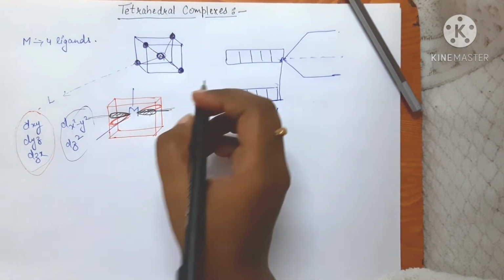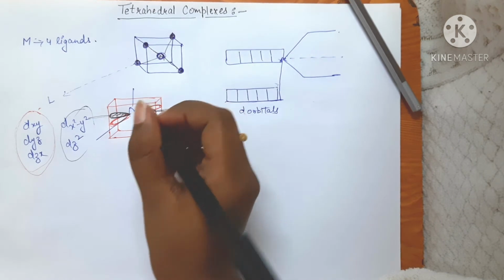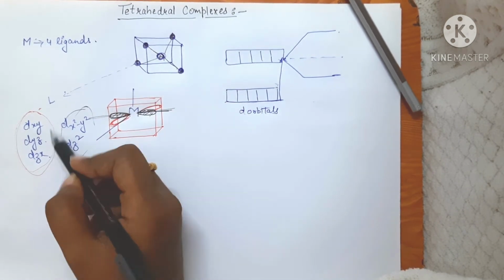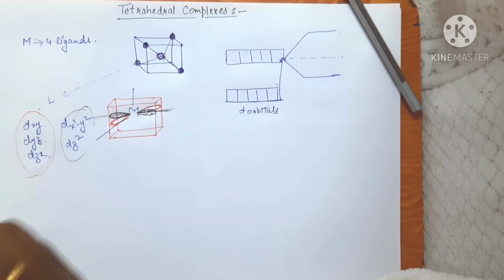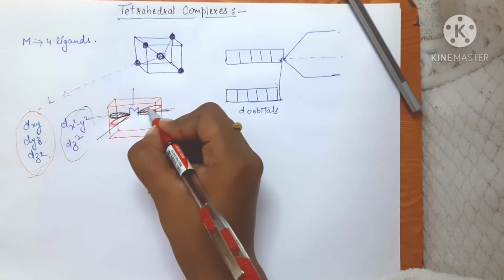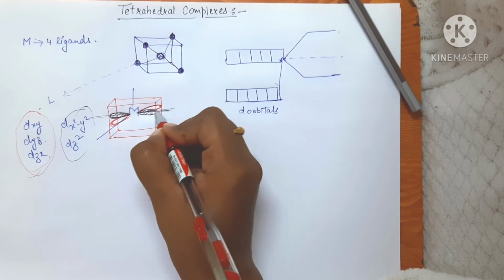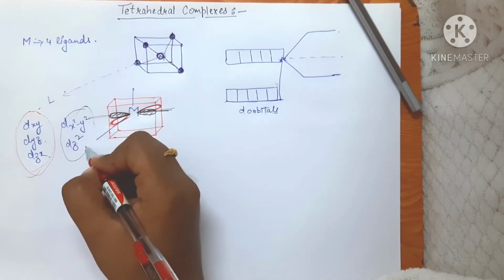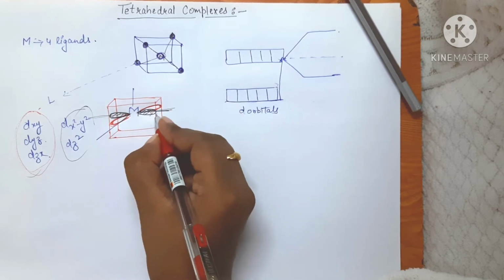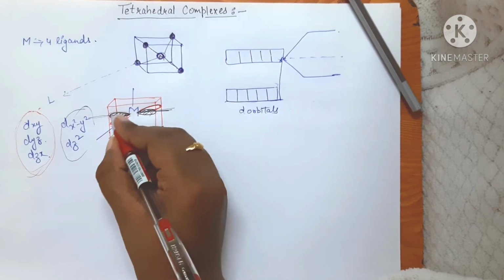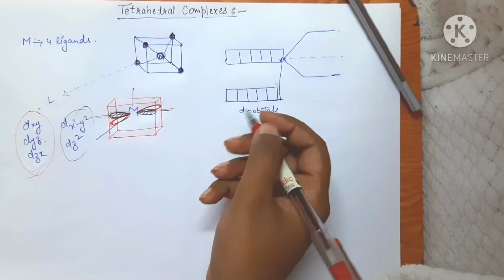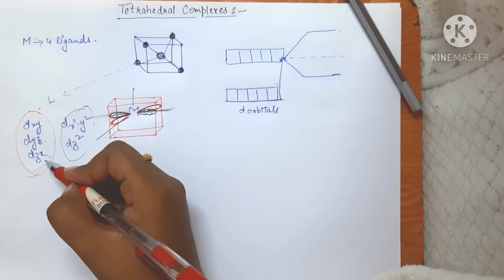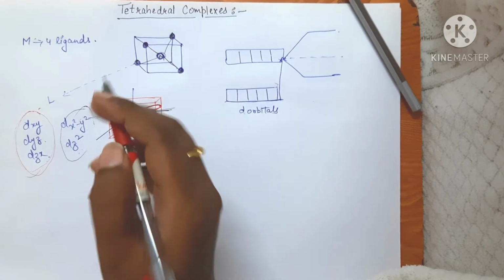So now I hope the orientation is clear. See, these are the dxy, dyz and dzx orbitals. They will be present in between the axes. That is why I have shown one of these orbitals present like this, right? And dx square minus y square and dz square, they will be present along the axis. So they will be present just like this. So these are present non-axially and these two are present axially.